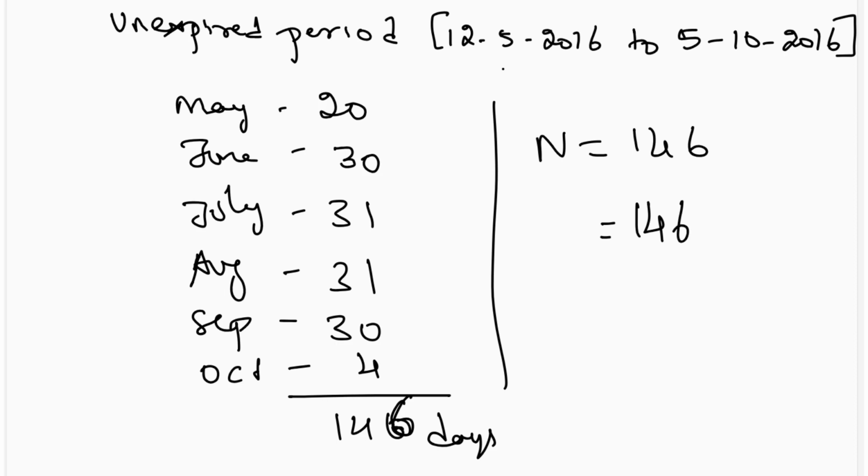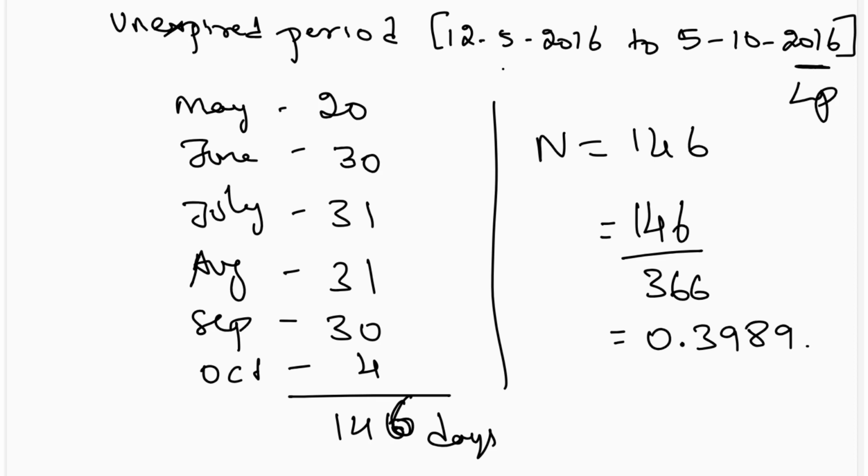As you know, 146 is divided by 366 because 2016 is a leap year. If you divide it by 4 you will get a leap year, as I explained in the initial stage. You will get 0.3989 something, so you can round it off to N as 0.4.